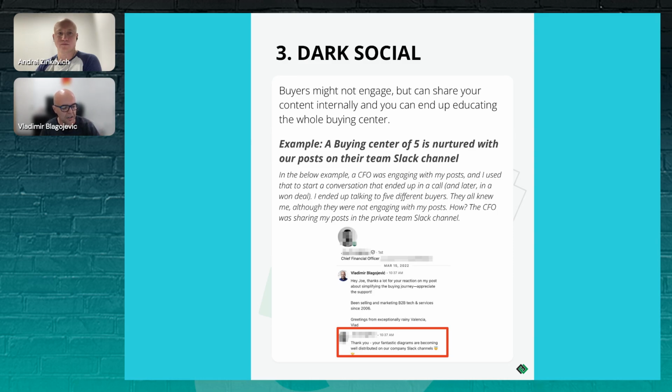And I attribute part of that reason to exactly this remark from the CFO, that he was basically sharing our content on the team Slack. And so it was basically educating our target buying committee members with our content. And when I spoke to those people, they knew me, although I have never seen them. I have never seen them on LinkedIn. I've never seen them in our inbox or otherwise, but they knew me personally, knew, of course, Andre and our brand. And that's how they knew it, the so-called dark social.